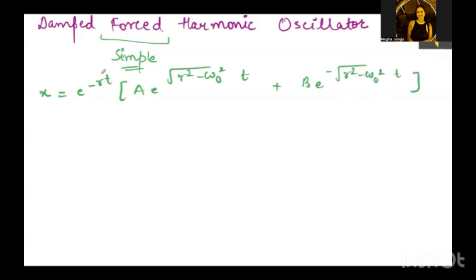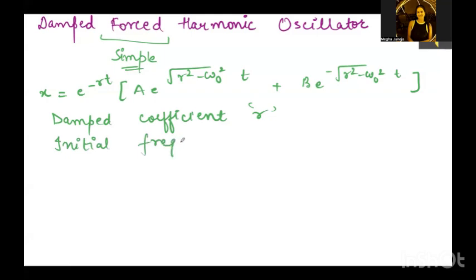We get to know one thing: the solution for displacement depends upon two factors. First one is the damping coefficient, which is r. And second one is the initial frequency, which is omega naught. If you have not watched this video, make sure to watch it, because the topic we are going to study, the damped forced harmonic oscillator, is also related to the damped simple harmonic oscillator. We are going to use some of the concepts that I explained in that video.